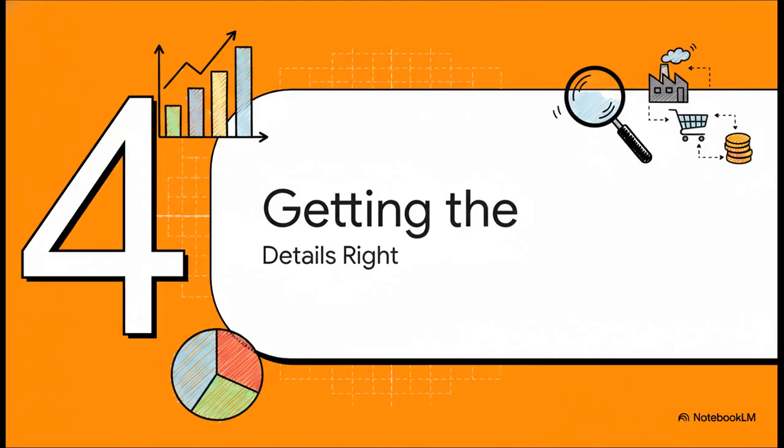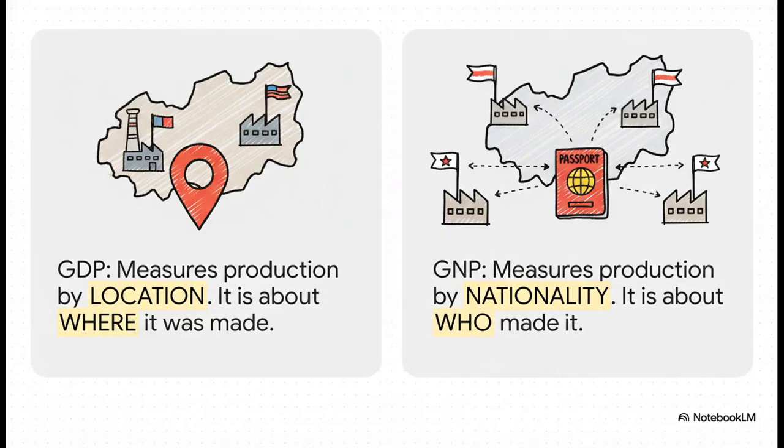Okay, so GDP is the big headline number you always hear about. But to get an even sharper picture, economists actually use a few important variations. One thing that trips a lot of people up is the difference between GDP and GNP, or gross national product. But it's actually pretty simple. The easiest way to remember it is this. GDP is all about location. Where was it made? GNP is all about nationality. Who made it? So, was it produced inside the country, or was it produced by one of the country's citizens or companies, even if they're overseas?